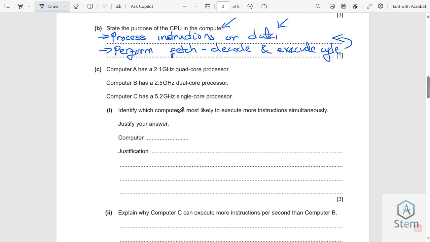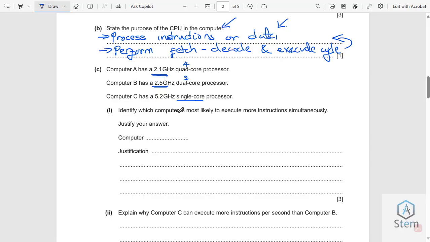Then we go to C. We have three computers with different specifications. If you look at computer A, it has 4 processors, and each processor has a clock speed of 2.1 gigahertz. We go to computer B, it has 2 processors, and each processor is capable of 2.5 gigahertz. Then we have C, which has just 1 processor, and that one processor is blazing fast, 5.2 gigahertz.